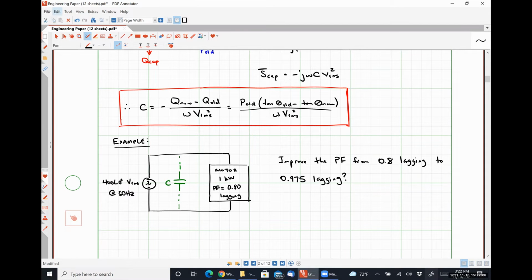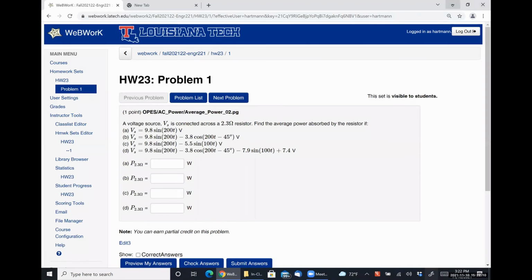Let me save this and restart because my computer is being dumb.